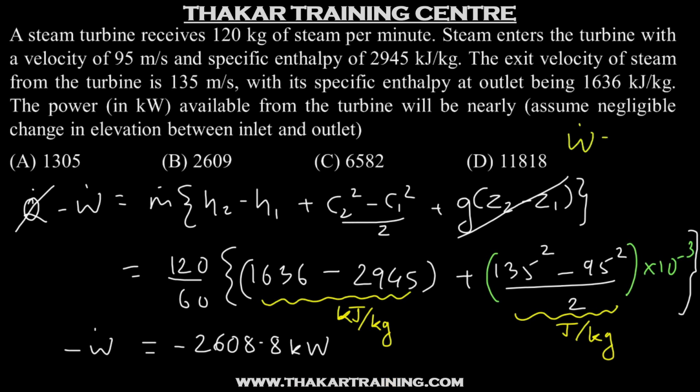So W dot will be 2608.8 kilowatt. So the answer is 2608.8. The closest option is option B, 2609. So the answer will be option B. But in such type of questions, always make sure that you have converted the units properly.